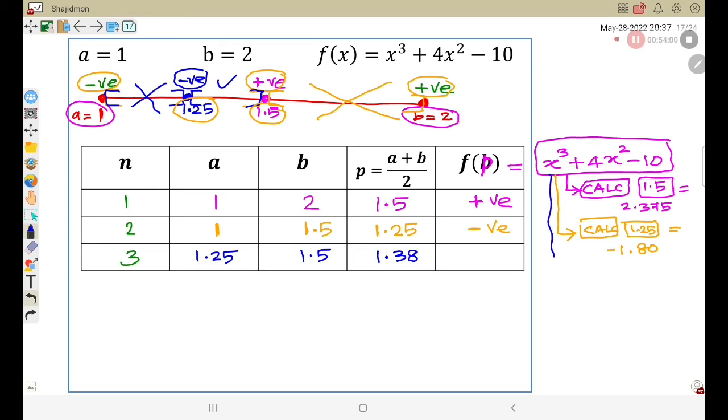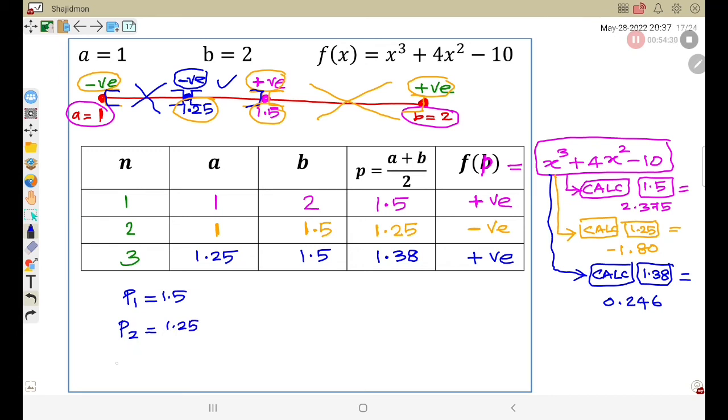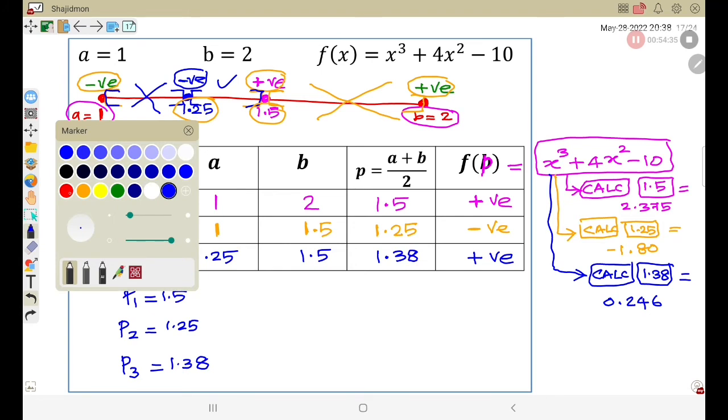Now apply this 1.38 to the calculator. Press the calc button, then 1.38, then press equal to. You will get a positive number, 0.246 approximately, so I can write positive. Like that this process continues. So we will get P1, P2 and P3. P1 means 1.5, P2 means 1.25, P3 means 1.38, correct?